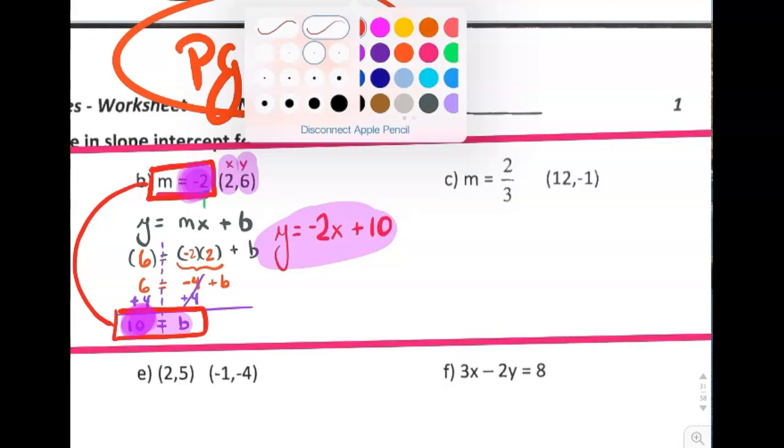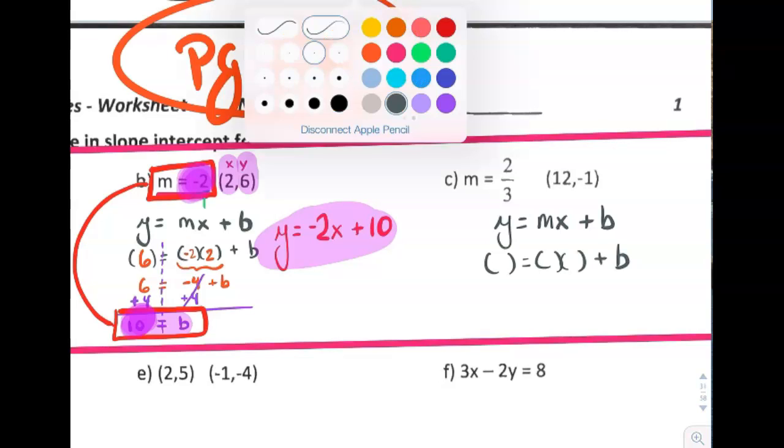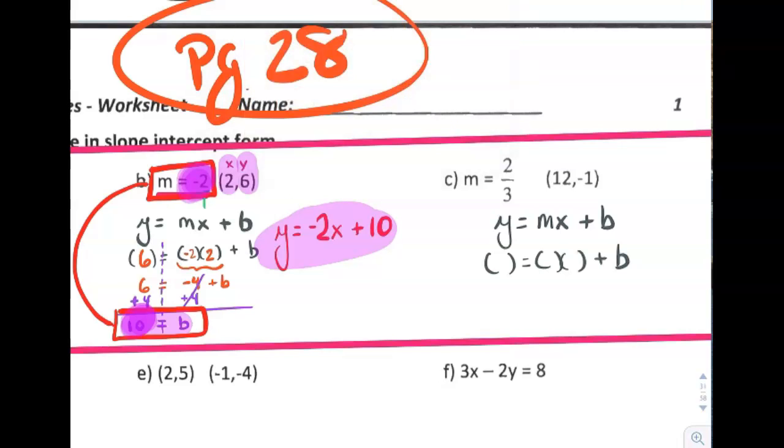Same idea. Remember, we start off with y equals mx plus b. I need to find b, so I'm going to go blank equals blank times blank plus b. Remember, they gave us the m right here. They gave us an x-coordinate and a y-coordinate. So the y goes here. The m goes here, 2/3. And the x goes here.